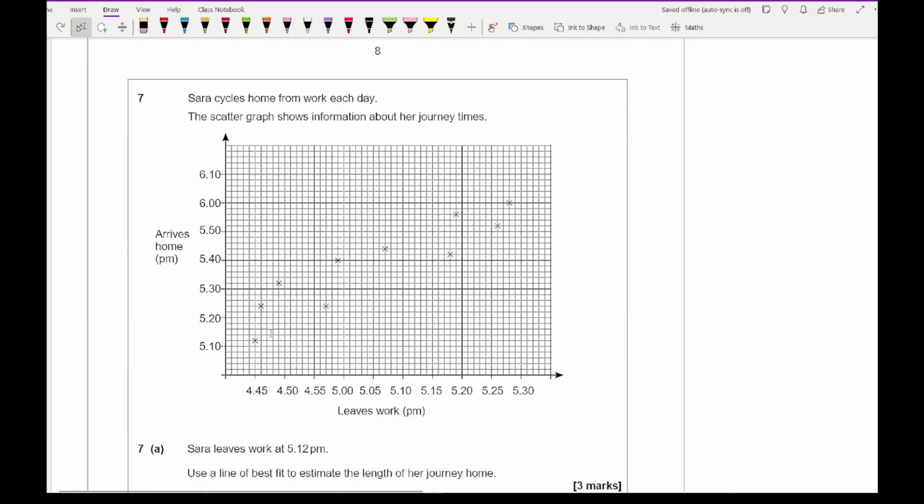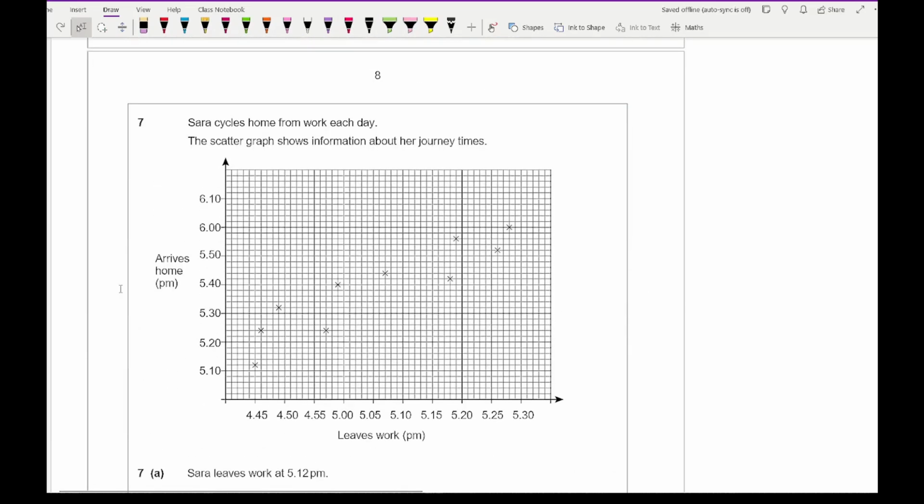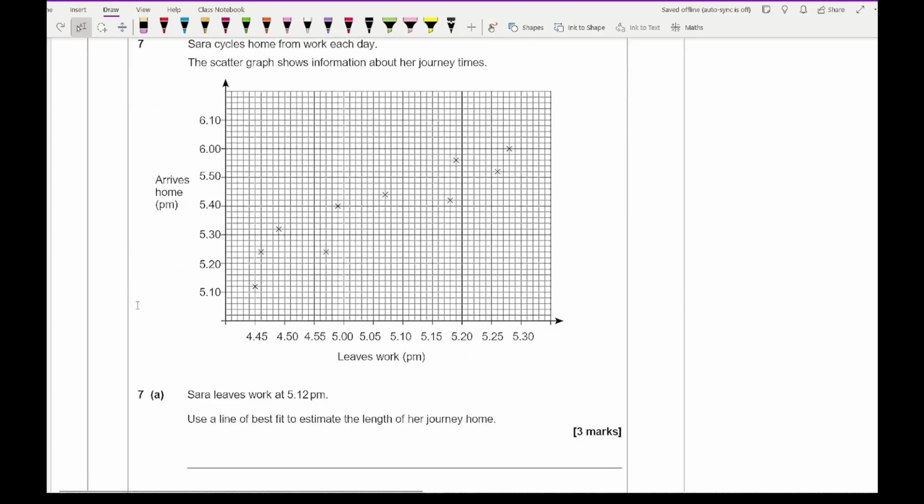Then for question 7, it says that Sarah cycles home from work each day. The scatter graph shows information about her journey times. It says Sarah leaves work at 5:12. Use the line of best fit to estimate the length of her journey time.